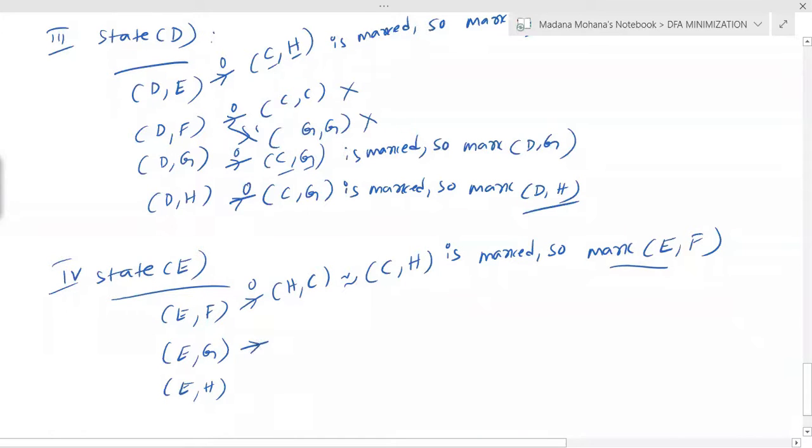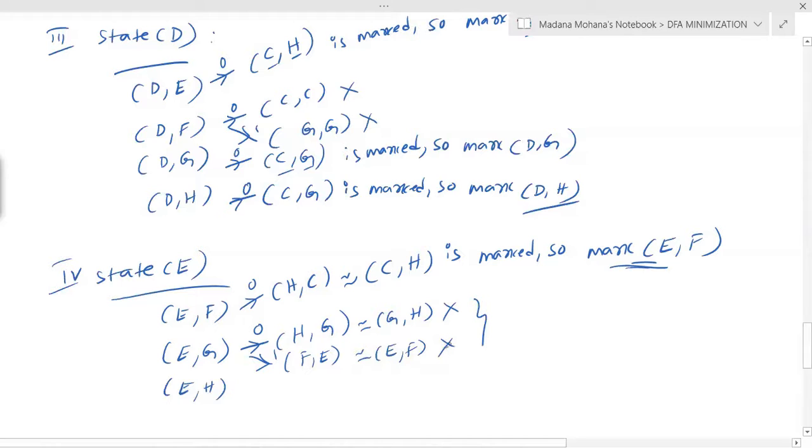Then similarly find out EG. EG on 0, you will get H comma G. HG we don't have, but GH is there. GH is not marked. Then on input 1, what you will get? F comma E. Interchange this one. Now EF also not marked. So here, let us see EF. See, EF is recently marked. So then you can mark this also. So EF is marked. So mark EG also.